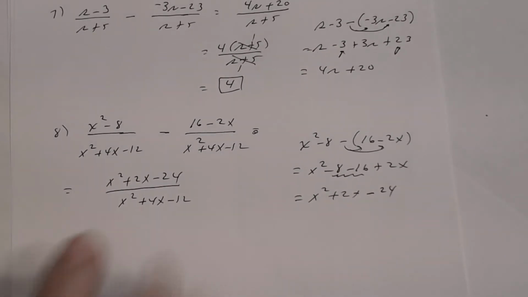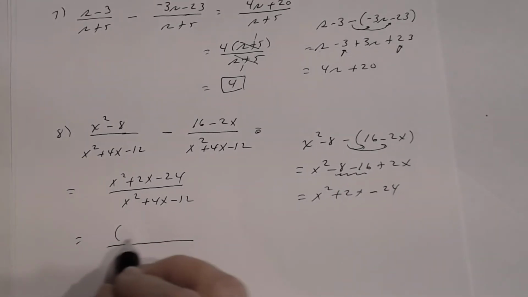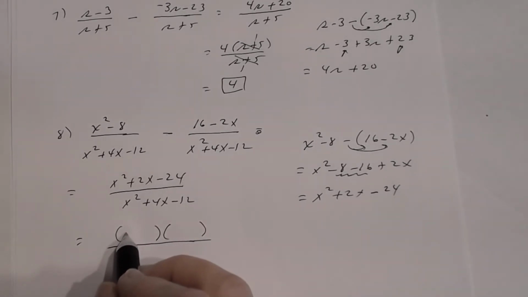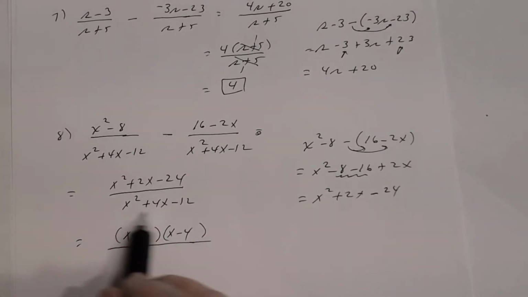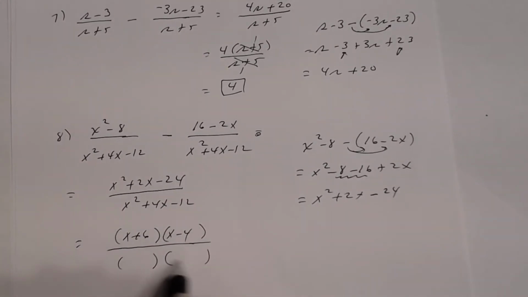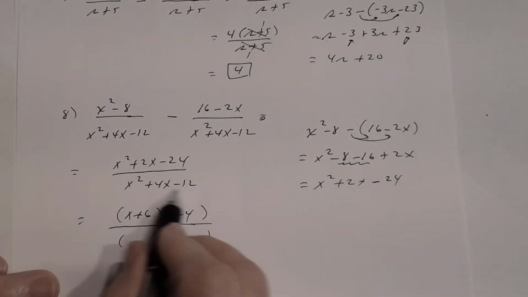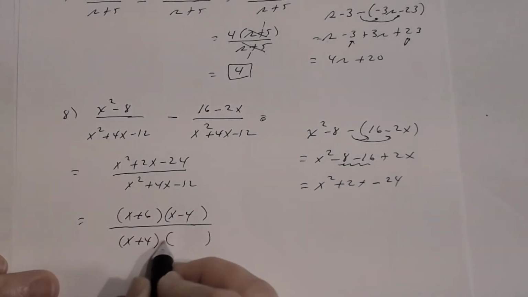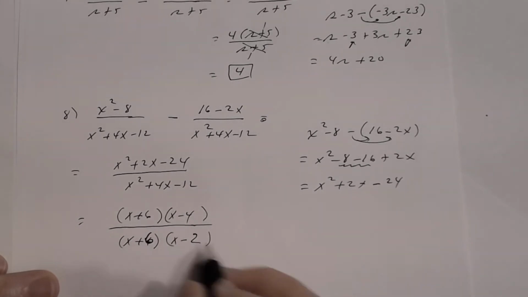Once you write this as one rational expression, the next step is to factor. So I'm going to go ahead and factor the numerator. The GCF here is 1, so I'm going directly to the two binomials. And so when I factor that, it looks like I'm going to get x plus 6 times x minus 4. The denominator, the GCF is 1, so I'm going to go directly to the two binomials. And when I factor that trinomial, I'm going to get x, looks like plus 4, nope, 6, plus 6, and x minus 2. All right?